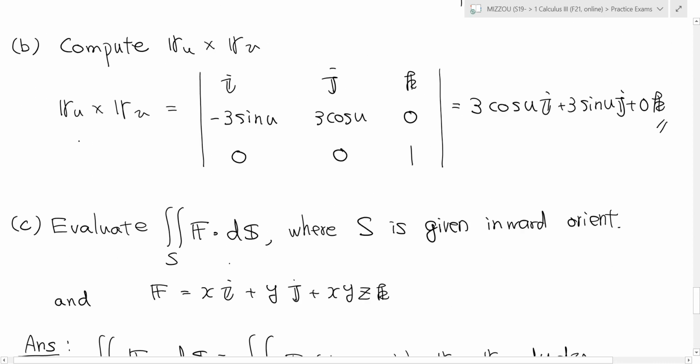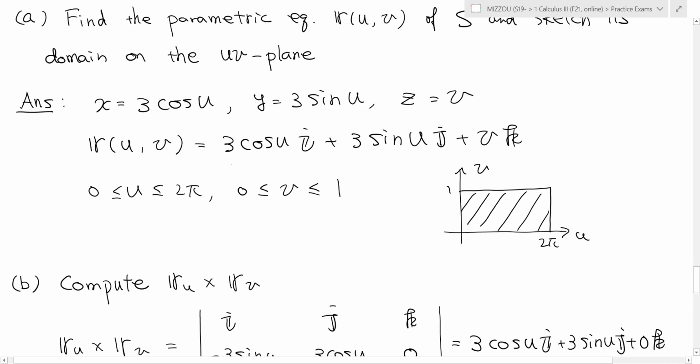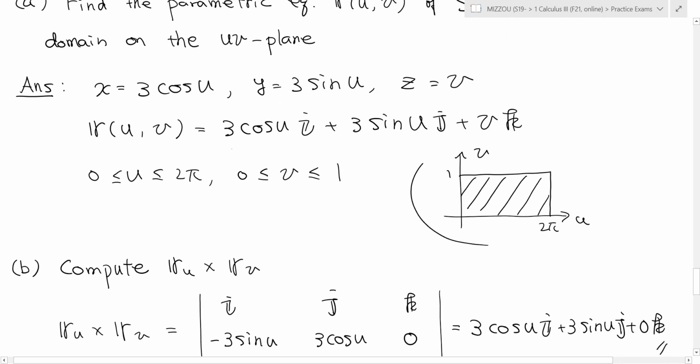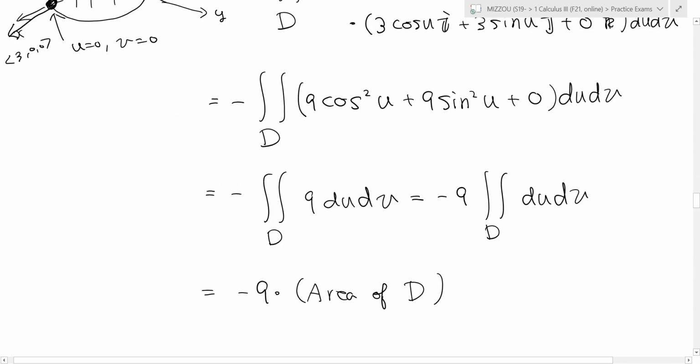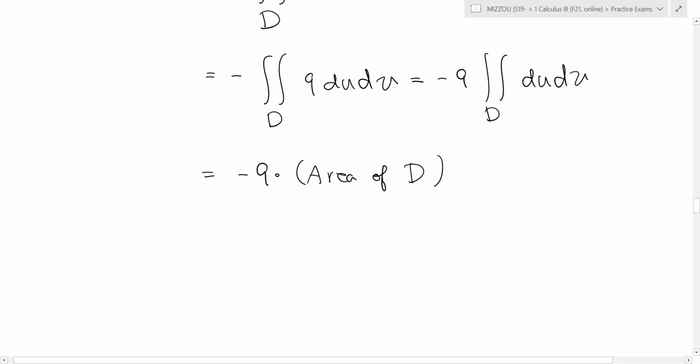D is indeed the domain for u and v, namely this rectangle. So that's D. Let me just write it down. D is simply what you get in part A: 2 pi by 1.